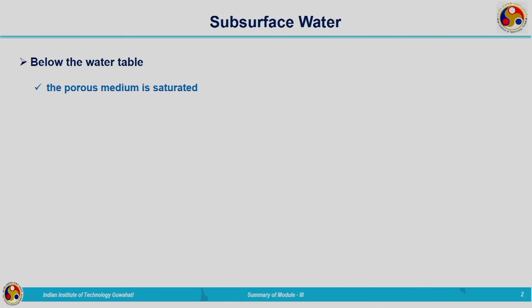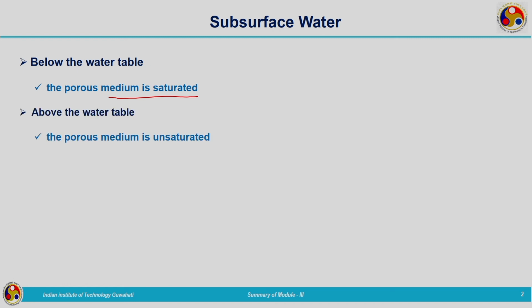In this course we were discussing the water present in the unsaturated zone, related to the process of infiltration. Below the water table, the porous medium is the medium through which the flow is taking place. The flow taking place through the soil or rock strata is termed the porous medium. The porous medium is saturated below the water table, that is all the pores are filled with water, and above the water table the porous medium is unsaturated.